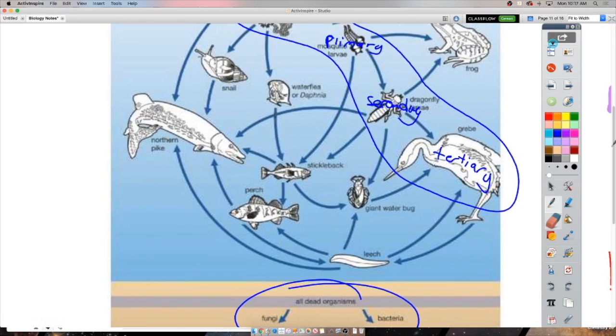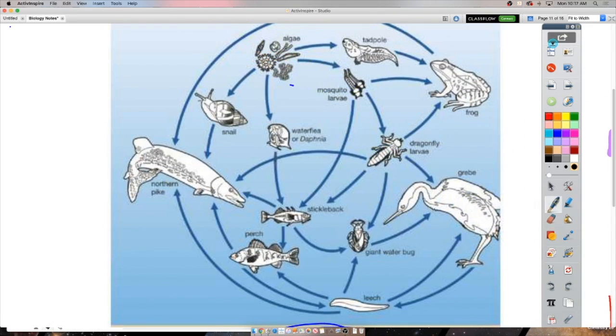Okay, so first let's just think about this. So with our food web, we can kind of now trace all the organisms that are going to be affected by this. Truthfully, probably all of them are a little bit, okay? But let's say now there's no dragonfly larvae, okay?